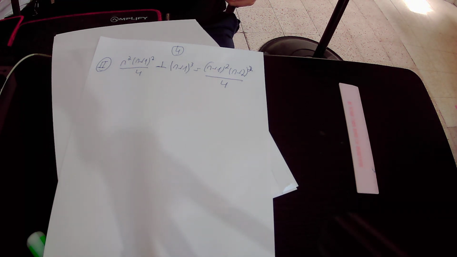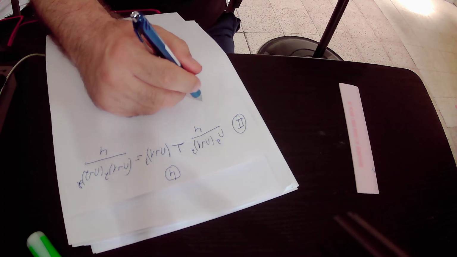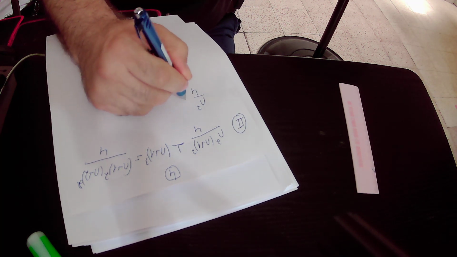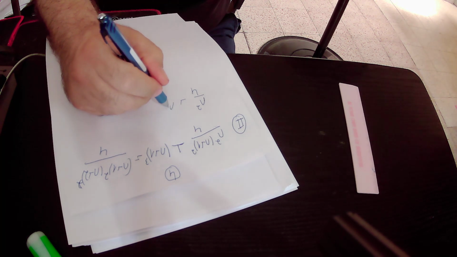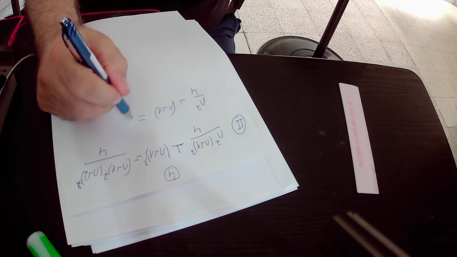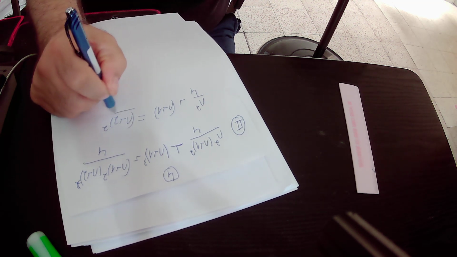And what we will do is divide both sides of the equation by (n plus 1) squared. Okay. So what we are left with is n squared divided by 4 plus n plus 1 equals (n plus 2) squared divided by 4.